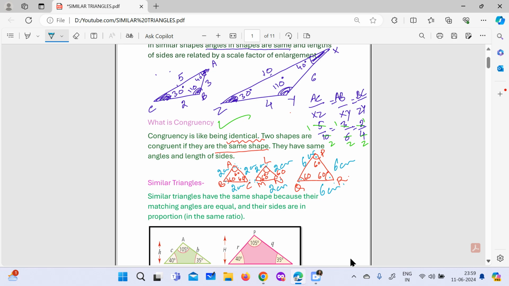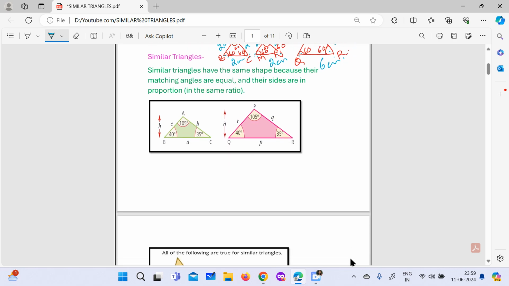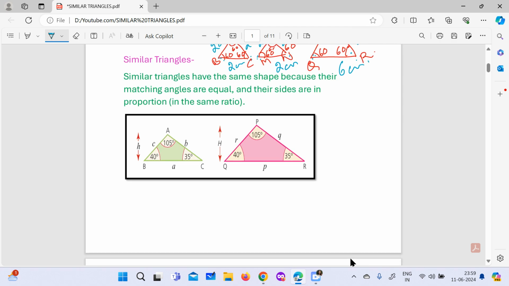So remember this, don't mix it up. Now let's see, when we say that triangles are similar. Similar triangles have the same shape because their matching angles are equal. Okay, so it is nothing but the corresponding angles, and their sides are in proportion.